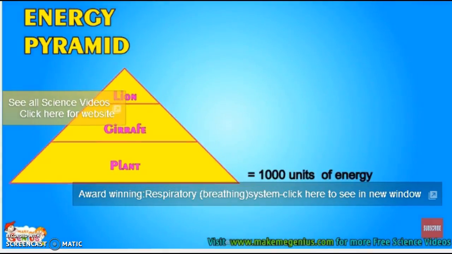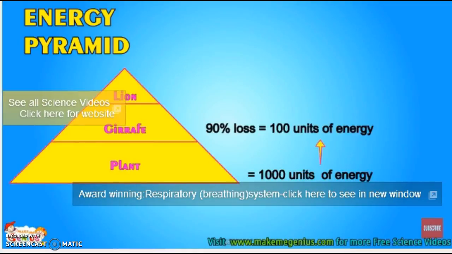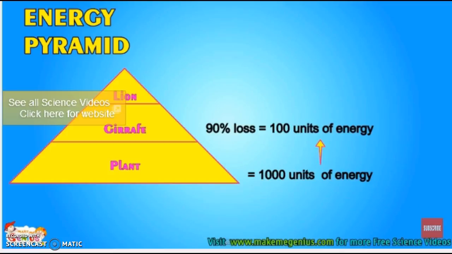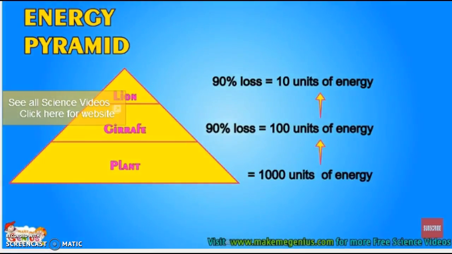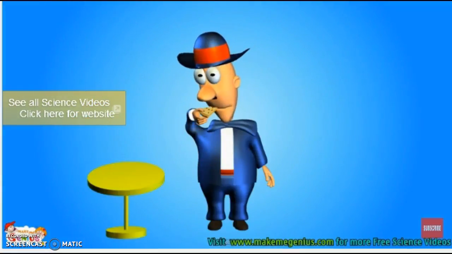To understand the energy pyramid, let's assume plants absorb 1,000 units of energy from the sun. When the giraffe eats it, 90% energy is lost, so the giraffe only gets 10% of the energy. This means energy transferred from plant to giraffe is 10% of 1,000 units of plant energy, which is 100 units. Now when the lion eats the giraffe, 90% energy is again lost, and the lion gets only 10 units of energy. So now you know more about food and energy.